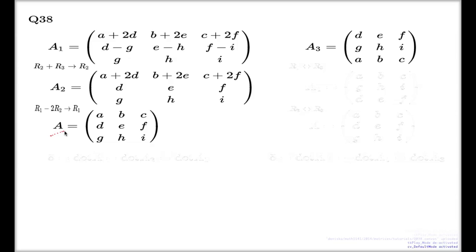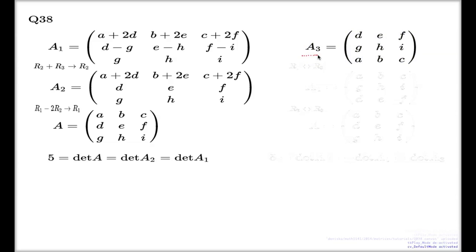After making these 2 suggestions, I claim that the determinant of A, which is given to us, is 5. It is the same as the determinant of A2, because row reduction doesn't change determinants, and it is the same as the determinant of A1, because row reduction doesn't change determinants. That's all there is to the solution to this part of question 38.